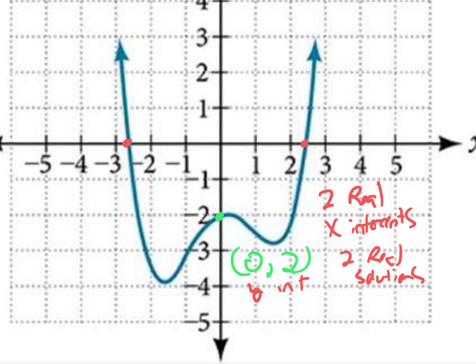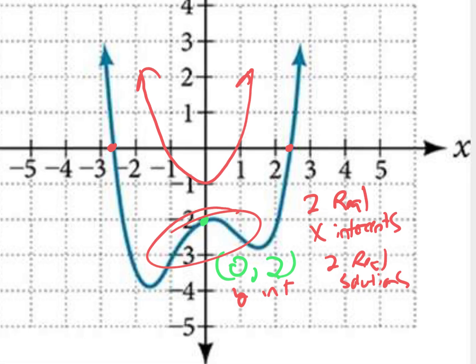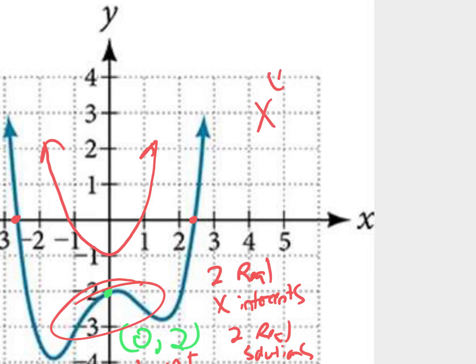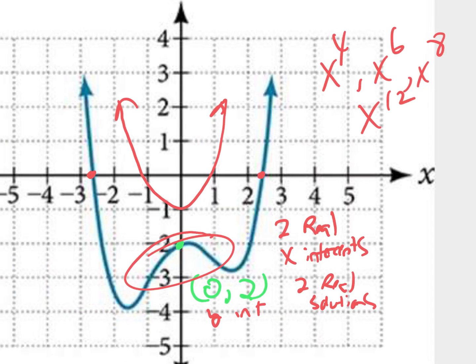It could be a quadratic, because look at this. They both go the same direction. But there's some crazy stuff coming in here. So I know it's not just an x squared. It could be an x to the 4th. It could be an x to the 6th. It could be an x to the 8. It could be x to the 12. I don't know.